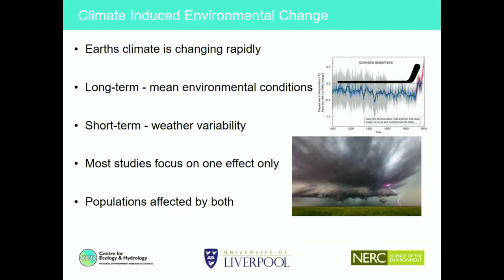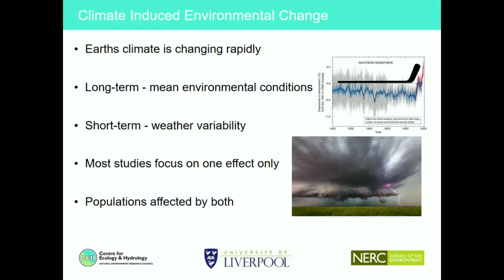So climate-induced environmental change. I don't really need to go through this, but I need to set the scene. The climate is changing rapidly, with respect to both long-term mean environmental conditions, such as this hockey stick graph that we're all familiar with, but associated with that are changes in short-term weather variability, so the frequency and severity of short-term weather events, such as this huge storm. But studies tend to focus on just one of these effects for various practical reasons, but crucially, populations are affected by both of them simultaneously.